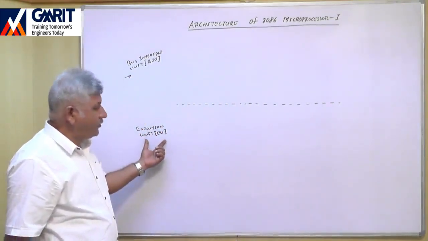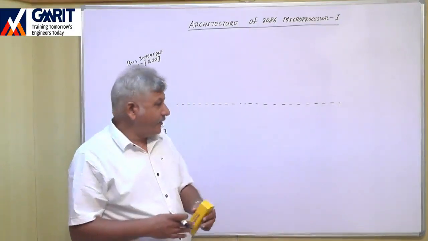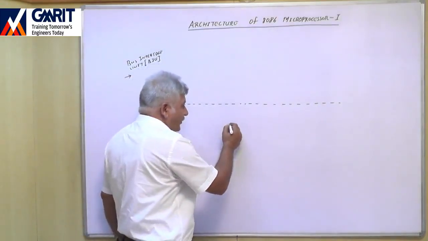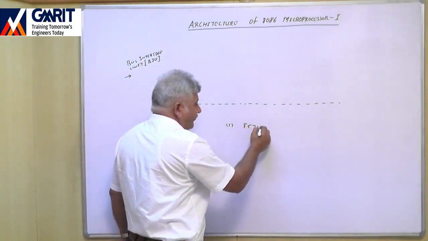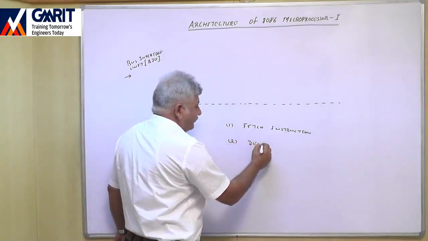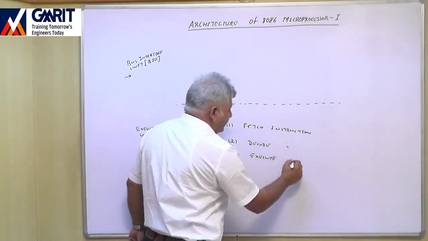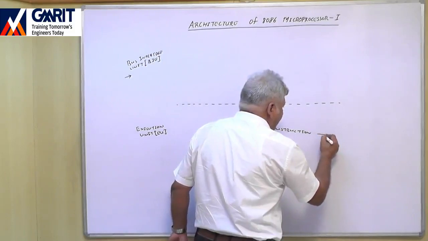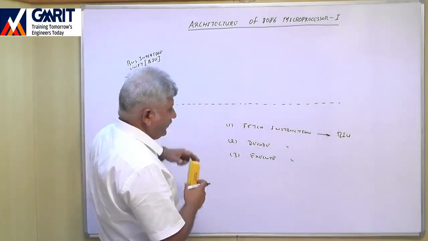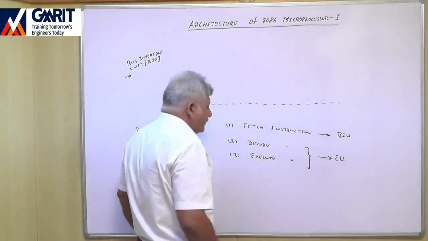And the main purpose of the execution unit is to decode the instruction and to execute the instruction. Basically, we know that to perform a certain operation, the microprocessor does three things. First, it fetches the instruction. Then it decodes the instruction. And third, finally it executes the instruction. Now this fetching of the instruction is the responsibility of the bus interface unit, and decoding and the execution of the instruction is the responsibility of the execution unit.